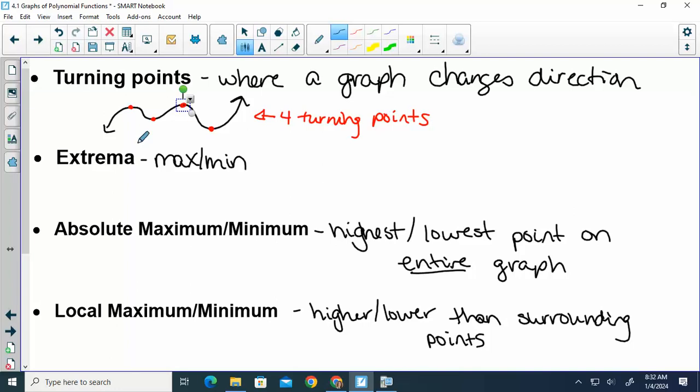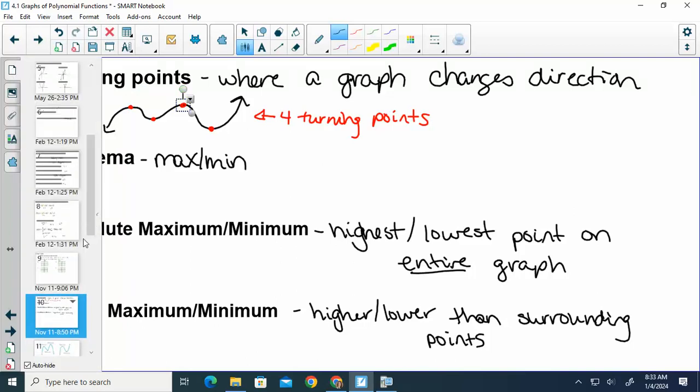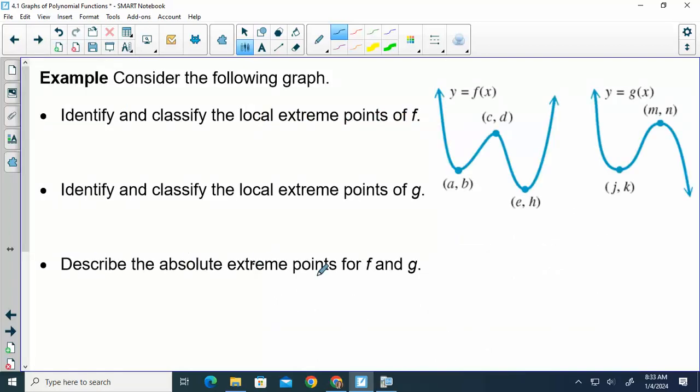So let's just practice identifying some of those. So let's look at this one. So here's our graph. Identify and classify the local extreme points of f. When I say extreme, that means all the maxes and mins. So we need all the local max and local min points.